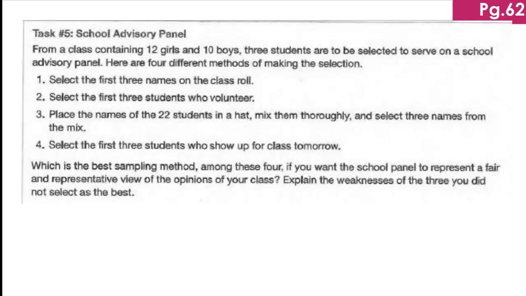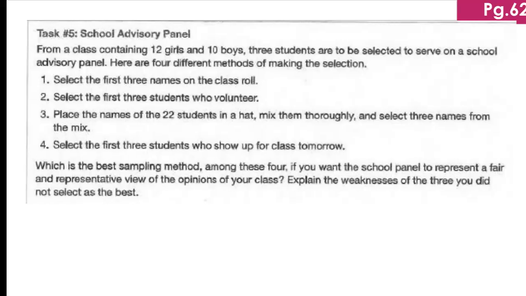Number 2, select the first 3 students who volunteer. Number 3, place the names of the 22 students in a hat, mix them thoroughly, and select 3 names from the mix. Or number 4, select the first 3 students who show up for class tomorrow. Of those 4 methods, which is the best sampling method if you want the school panel to represent a fair and representative view of the opinions of your class? Then explain the weaknesses of the 3 you did not select.